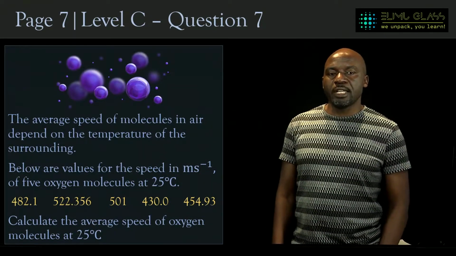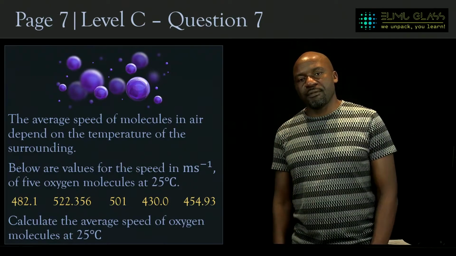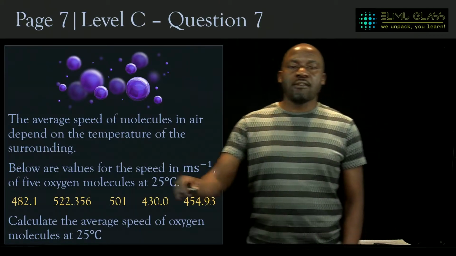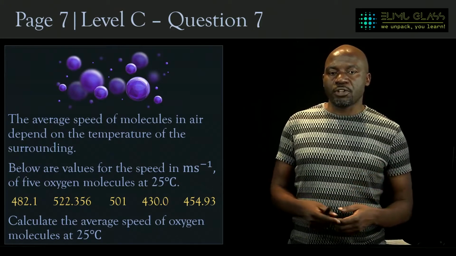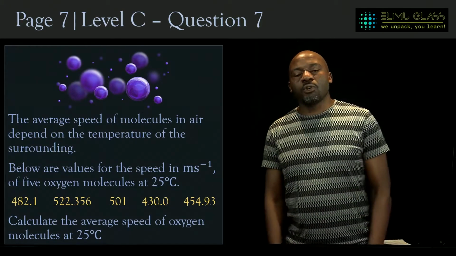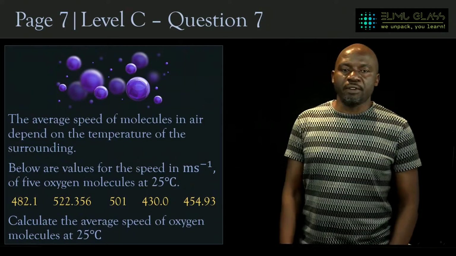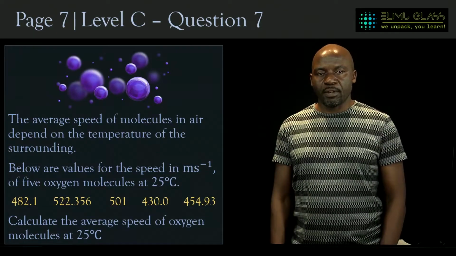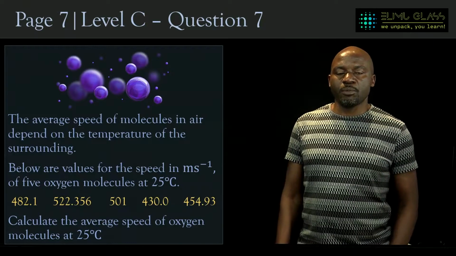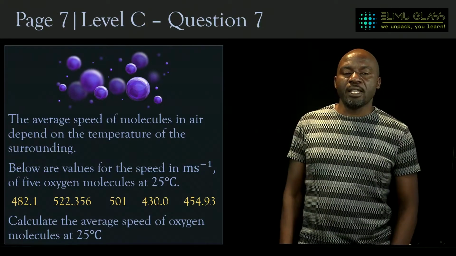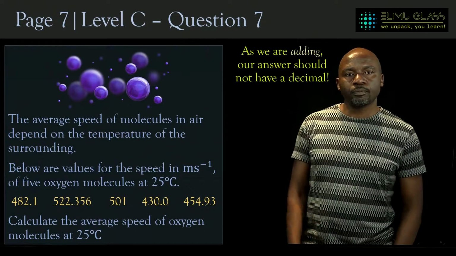The question is to calculate the average speed of the oxygen molecule at 25 degrees Celsius. So we can find the average of these and use that to represent all molecules of oxygen at 25 degrees Celsius. If we're going to find the average, we just add all of them and divide by the number that they are, which is 5. Now we know when we add numbers, we need to consider their decimal places when we want to find the number of decimal places in the answer. So that's what we are going to do.